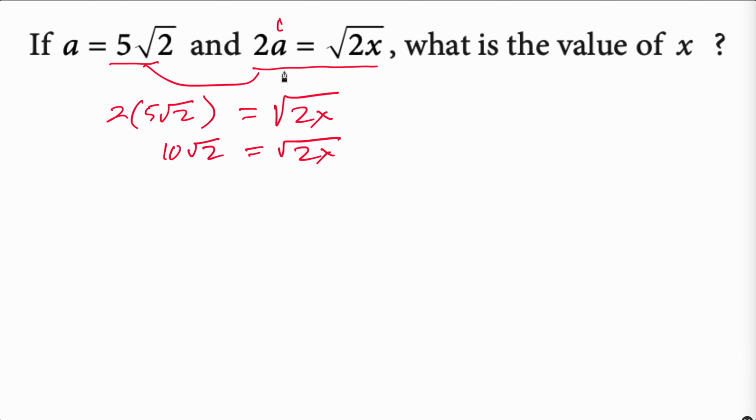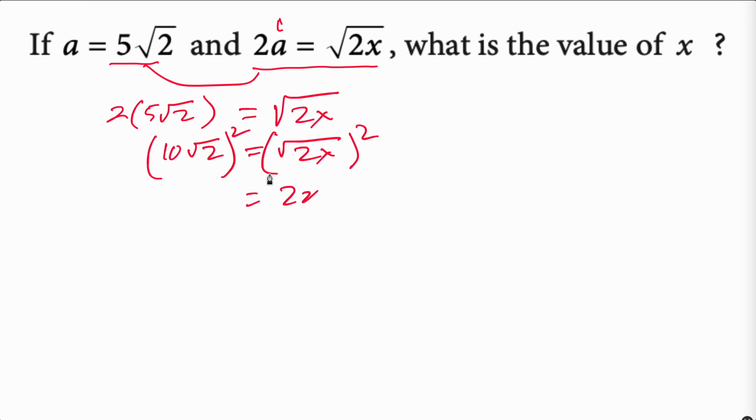We need to get rid of the square root on the right side here, right? So we need to isolate for the x. So how do we isolate it for the x? First thing first, we need to remove the square root, right? So in order for you to remove the square root, you put a square on both sides, right? If you put the square on the right side, then you need to put the square on the left side, right? Once you put the square, that's how you get rid of the square roots.